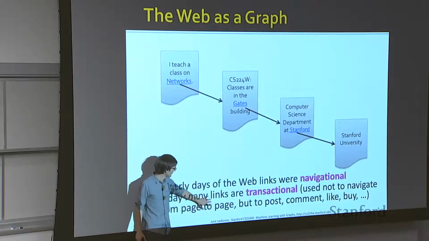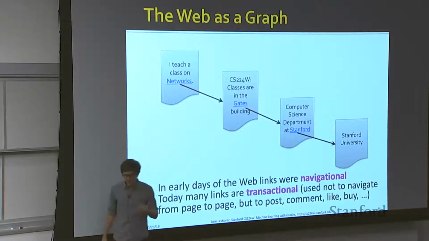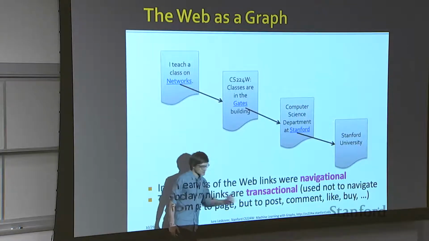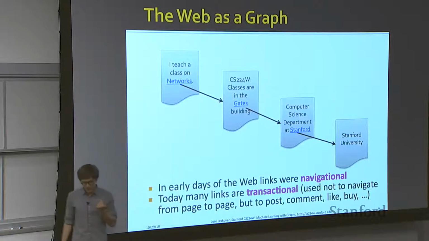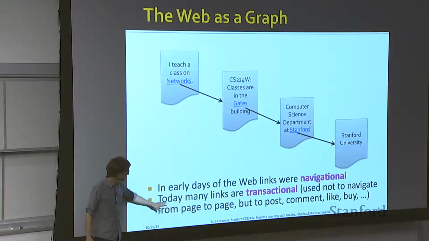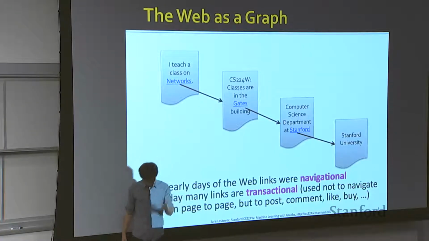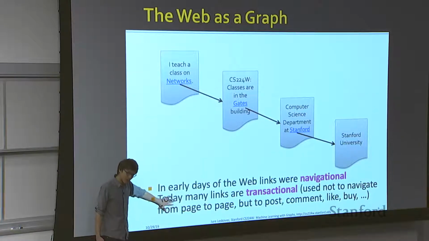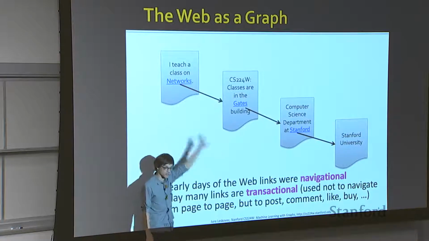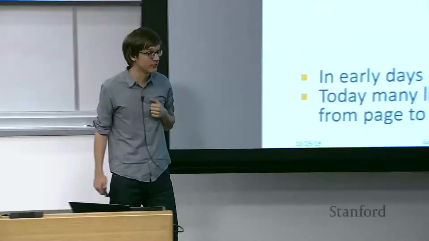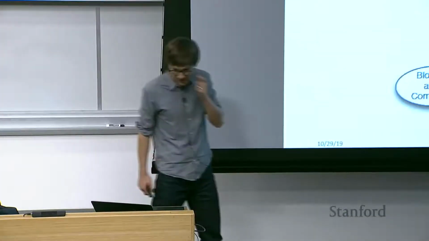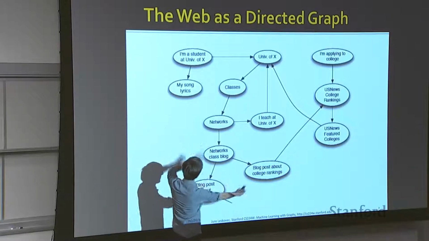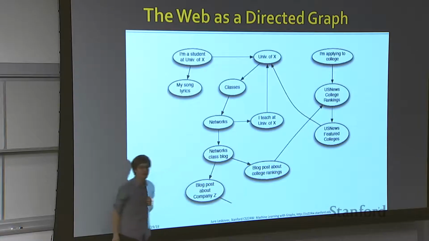As I hinted before, today many links on the web are transactional, which means after you click them, you don't necessarily navigate to a new URL, but you post something, you execute something, you like something, you buy something. And this is a different type of link that we are not considering here. So we are really considering this kind of prehistoric view of what the web is. And then you can think of the web as this directed graph where there are web pages and web pages point to one another.